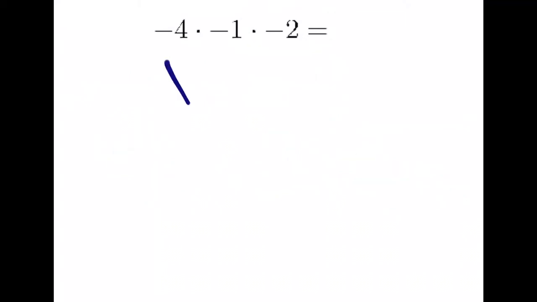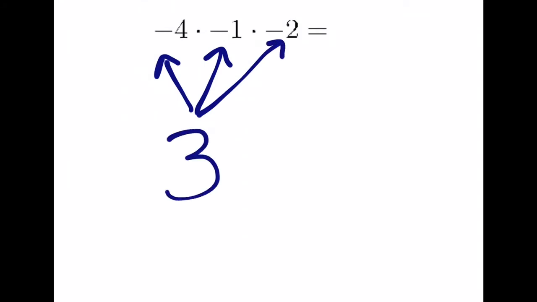Or I could count how many negative numbers am I multiplying. 3 of them. Is that even or odd? Well, 3 is an odd number. So I know my product is going to come out negative. 4 times 1 is 4, times 2 is 8, and I know it's going to come out negative.